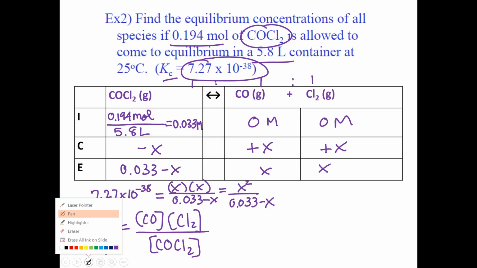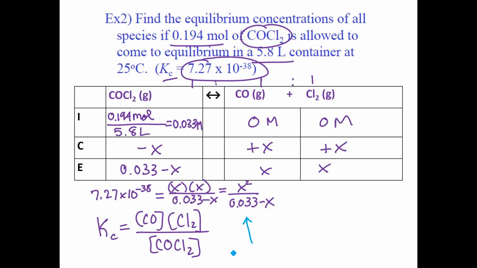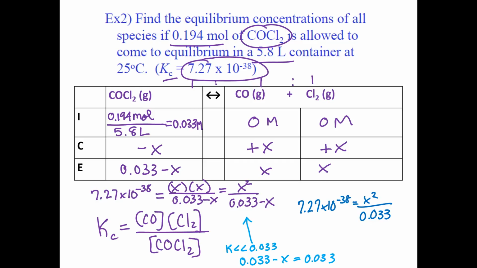So let's write down this assumption that we're going to make. So since k is so much smaller than my initial molarity, then we will assume that 0.033 minus x is just equal to 0.033. Okay, so that is going to make our lives a lot easier here in this calculation, because now we can simplify it and say, okay, it's 7.27 times 10 to the negative 38 equals x squared, and on the bottom, instead of writing 0.033 minus x, we're just going to write 0.033. Okay, and that's a lot easier to solve for.